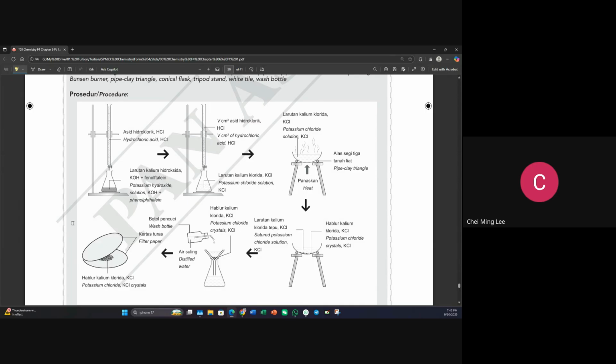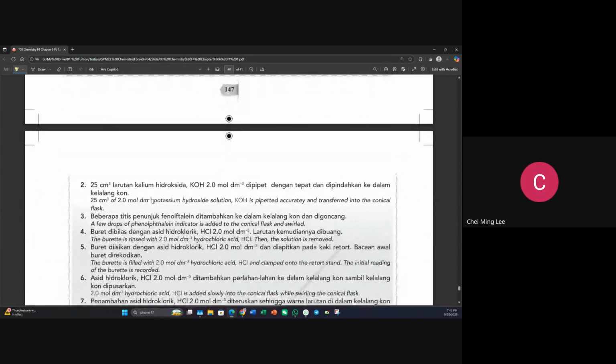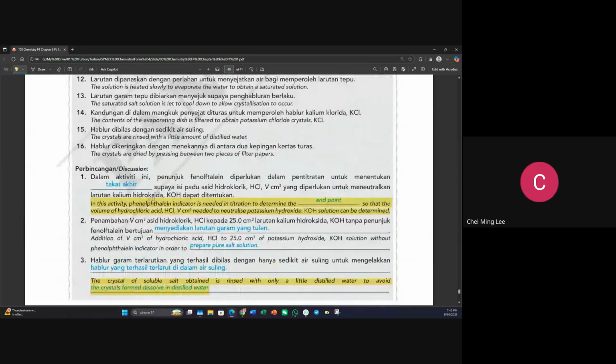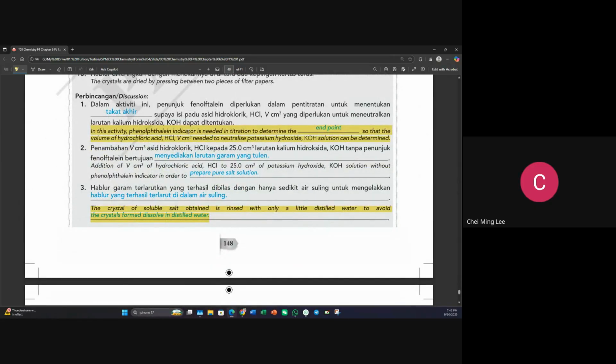All right, so let's see the discussion. On the discussion, phenolphthalein indicator is needed in titration to determine the endpoint so that the volume of hydrochloric acid needed to neutralize the potassium hydroxide can be determined. So the endpoint is the point where the acid or alkali turns neutral.